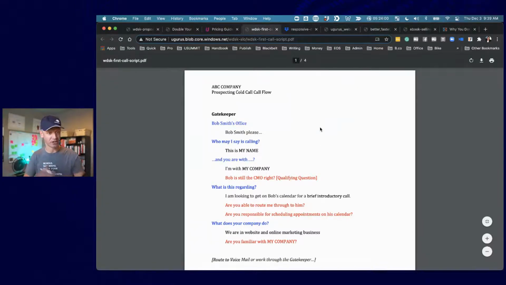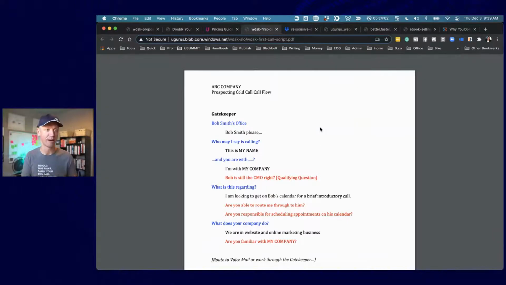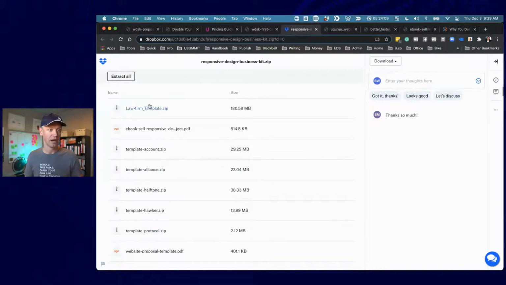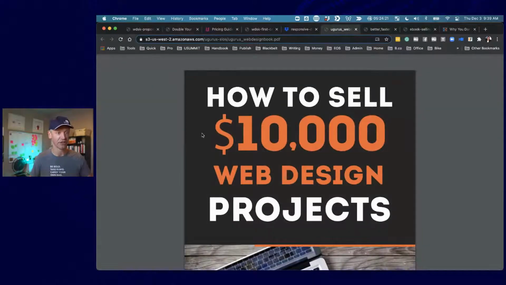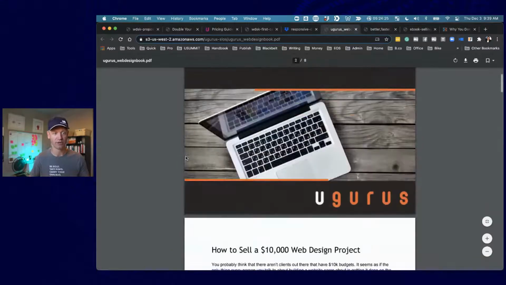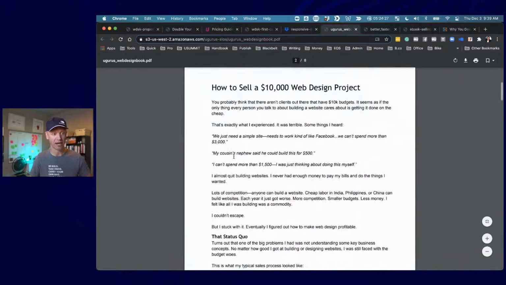We took it, scrubbed some of the specific information about our company out of it, replaced it with ABC company, prospecting cold call flow, and put it online. Responsive design business kit, right? This was a zip file of a bunch of templates and resources that we just had lying around the office, and we put that together. Thousands of people downloaded that. How to sell a $10,000 web project. This was internal documentation for one of our courses. We took a chapter out of it and we threw it online.